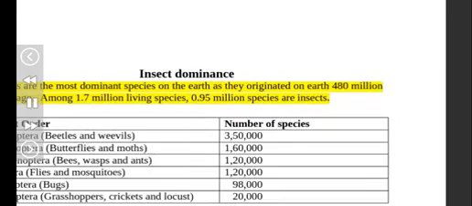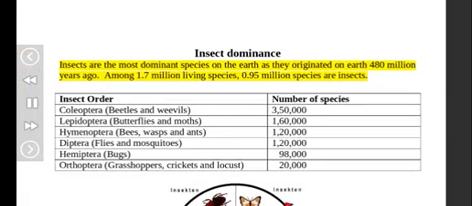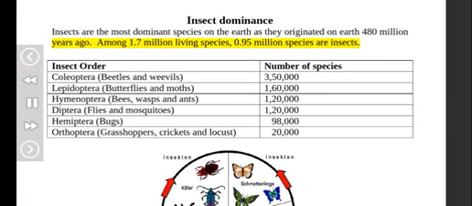Insect dominance. Insects are the most dominant species on the Earth as they originated on Earth 480 million years ago. Among 1.7 million living species, 0.95 million species are insects. Insect order, number of species: Coleoptera, beetles and weevils, 3,50,000. Lepidoptera, butterflies and moths, 1,60,000. Hymenoptera, bees, wasps and ants, 1,20,000. Diptera, flies and mosquitoes, 1,20,000. Hemiptera, bugs, 98,000. Orthoptera, grasshoppers, crickets and locusts, 20,000.